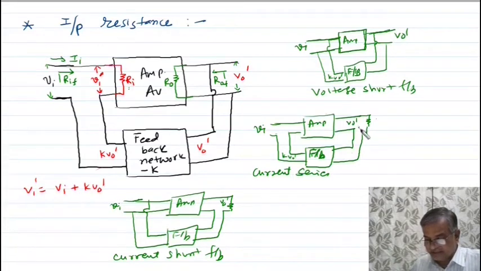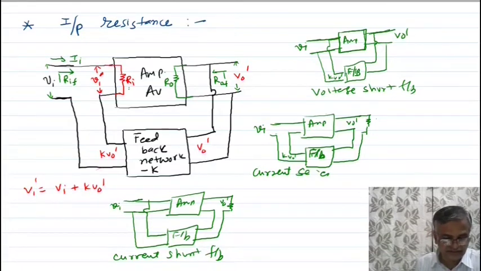Here you can see it is in series, so this resistance is added here. So for current series feedback and current shunt feedback, if you apply current series or current shunt feedback to a transistor amplifier, then output resistance increases. Most important: the output resistance of the transistor amplifier increases when you have employed current series or current shunt negative feedback. I think it is clear.